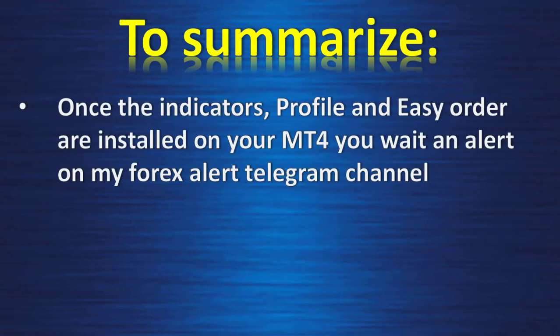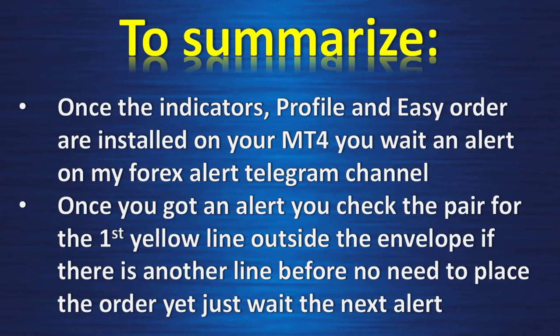To summarize: once the indicators, the profile, and Easy Order are installed on your MetaTrader 4, you wait for an alert on my Forex Alert Telegram channel. Once you get an alert, you check the pair for the first yellow line outside the envelope. If there is another line before, but inside the envelope, you don't take it. So you have no need to place an order with this specific chart yet.